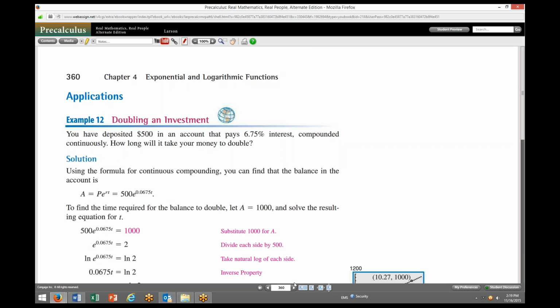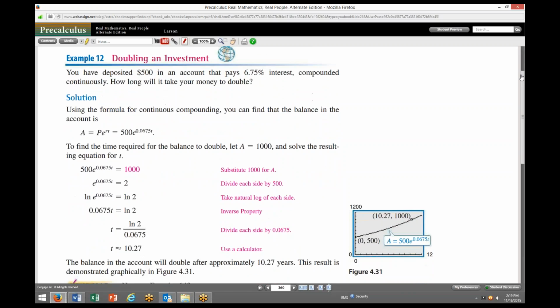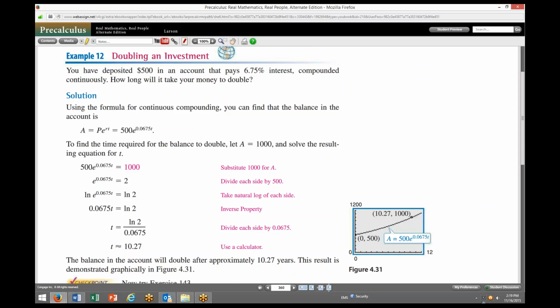And one other thing I want to show you in this lesson, this is sort of a practical kind of thing. If you're putting some money in the bank at a certain interest rate, and you might just happen to wonder, well, how long is it going to take for that money to double? It's a reasonable question. So here's a problem. You've deposited $500 into an account that pays 6.75% interest, and it's compounded continuously. How long will it take your money to double?